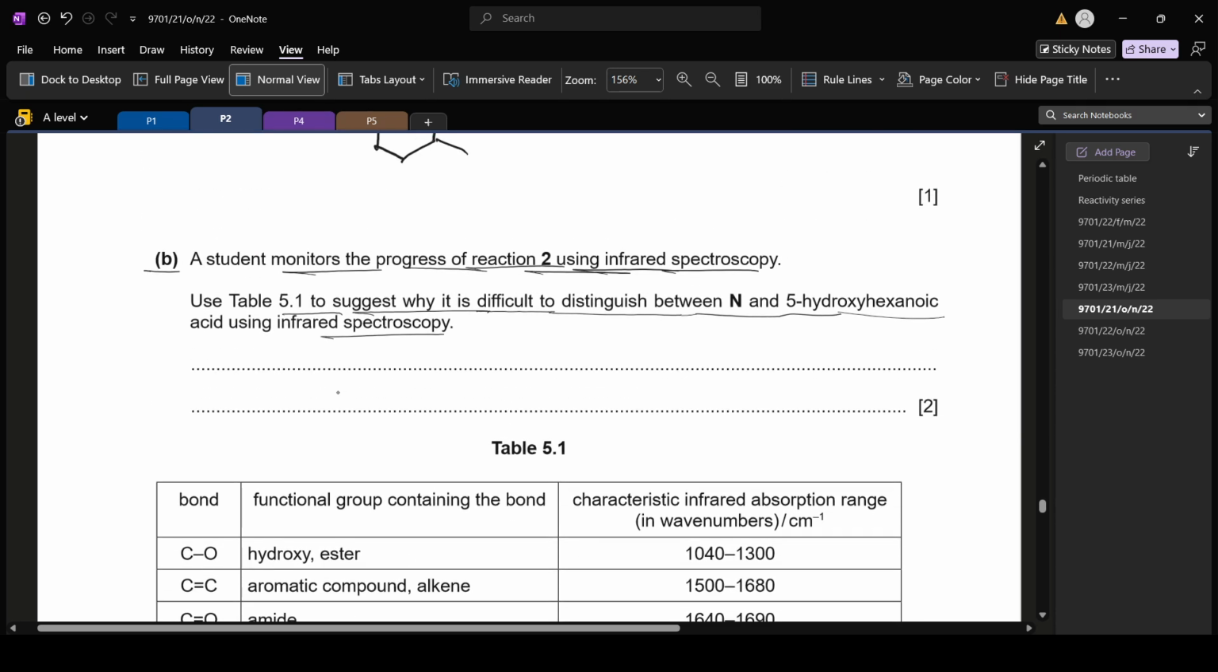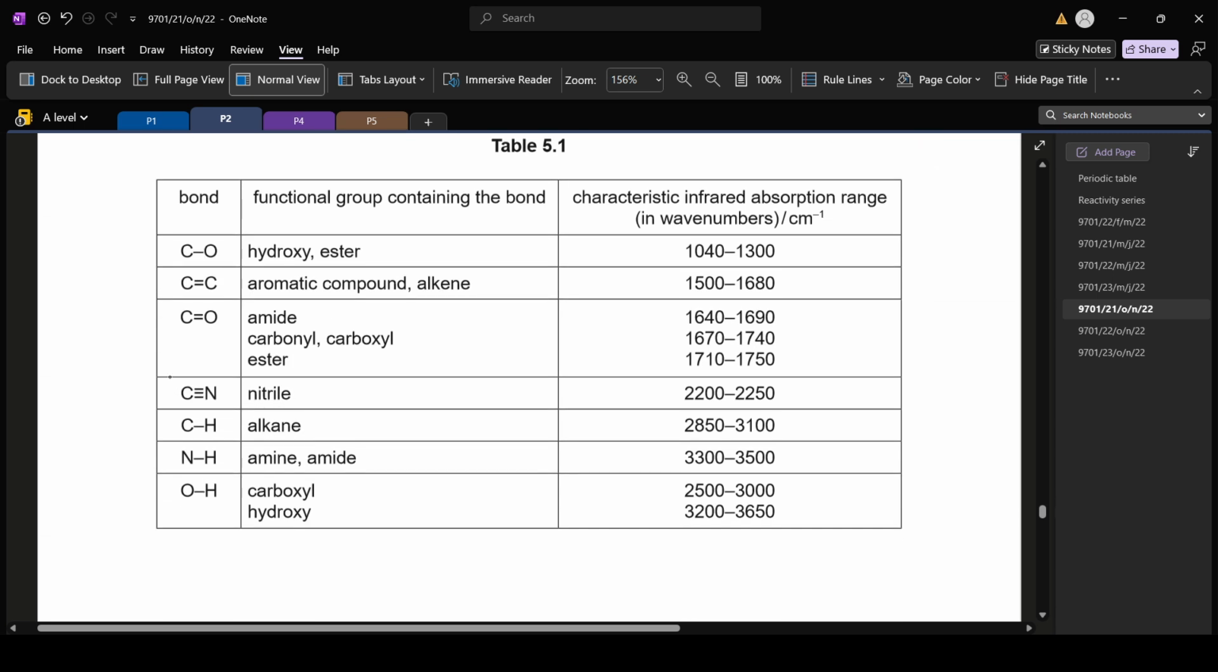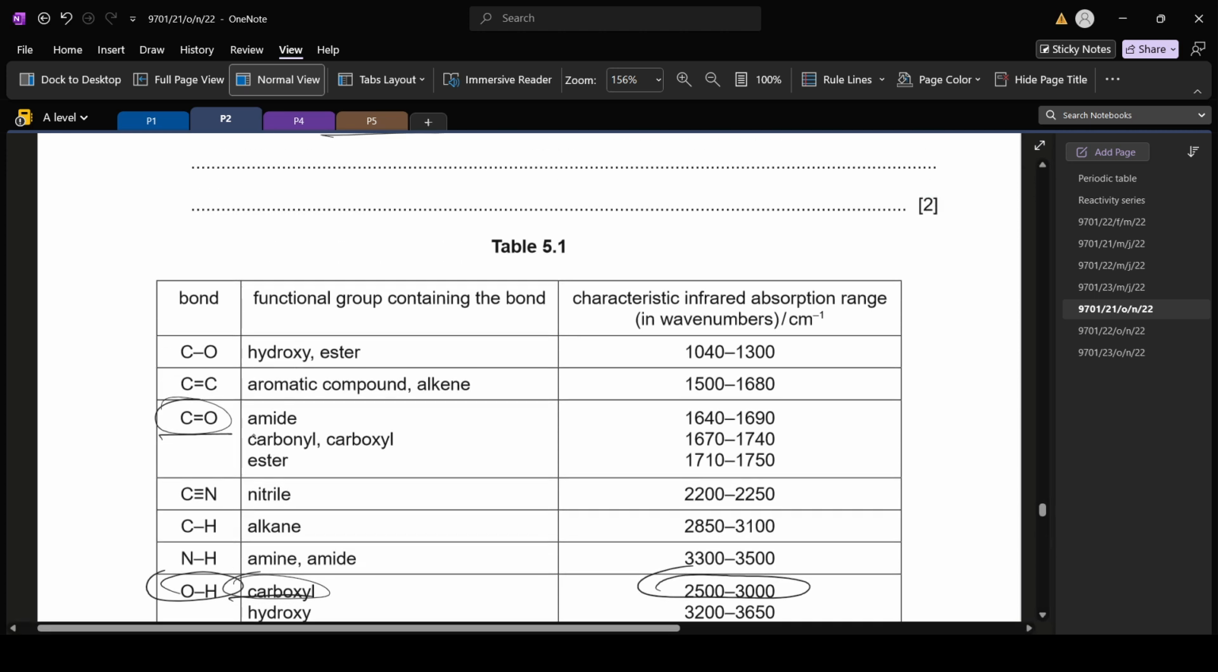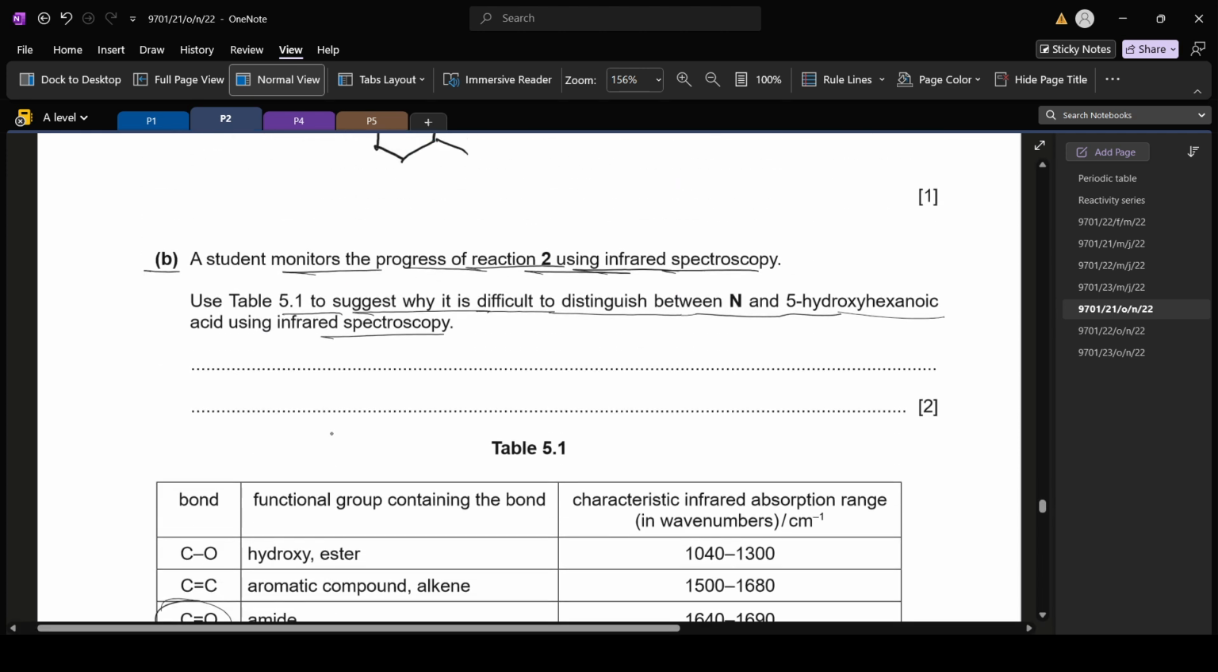You can see from this table that the carboxylic group will have an O-H peak at 2500 to 3000 and the carbonyl peak. This carbonyl peak will also be given by the ketone. So it will be a little difficult to see, because they have the same functional groups, so the absorptions will overlap.